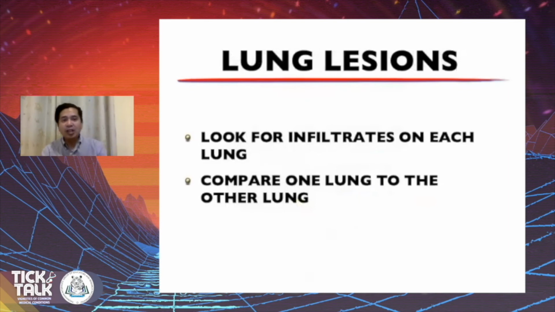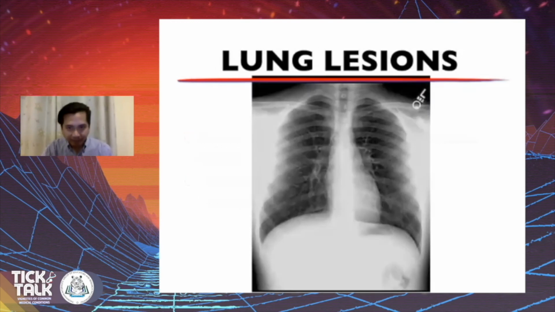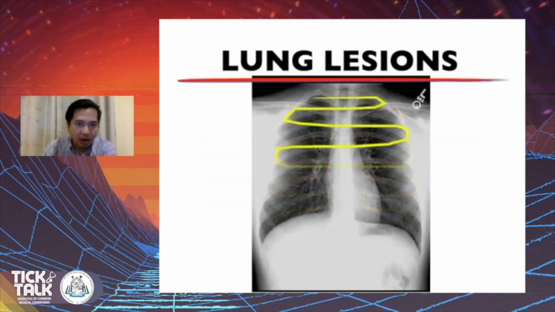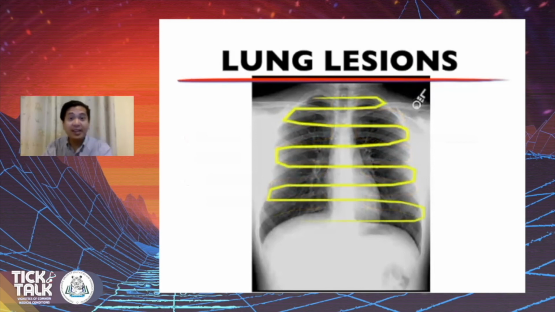And finally, we go to the lung lesions. Okay, so LL, are there many lung lesions? LL, lung lesions. We look for infiltrates on each lung and compare one lung to the other lung. This is how we recommend the lung fields to be examined. We take a look at the one lung first, then look at the other, and then look at both, so we don't miss anything.